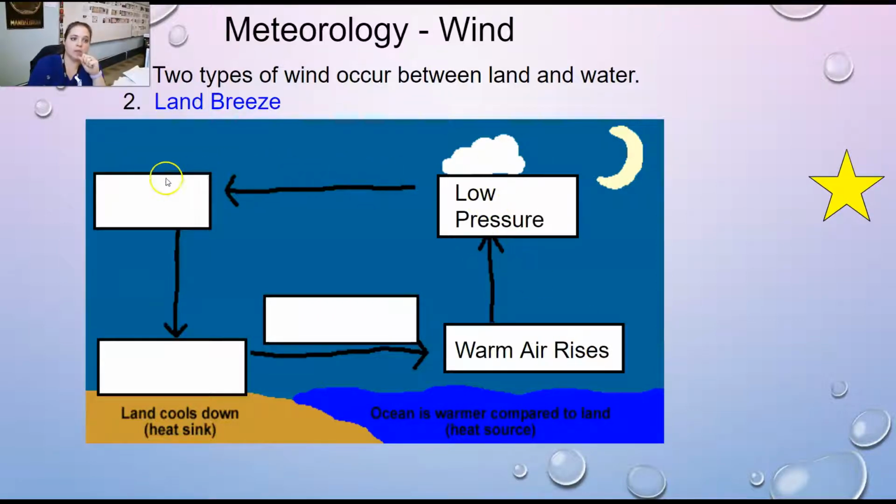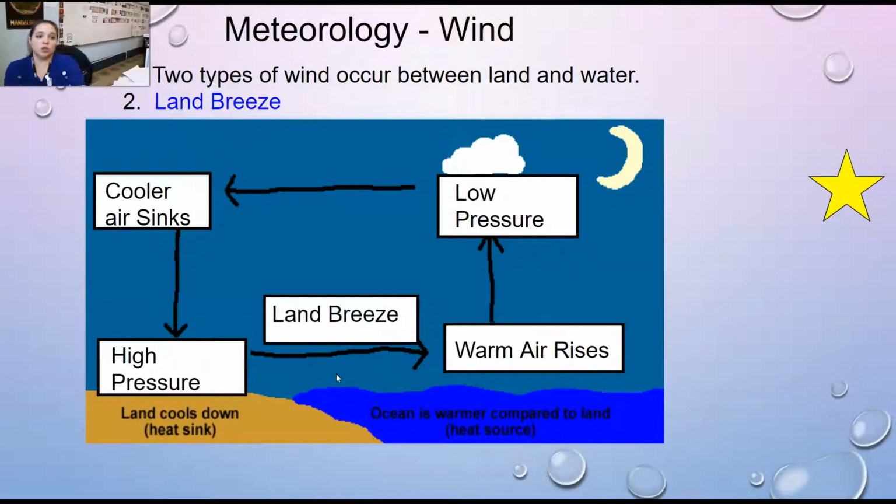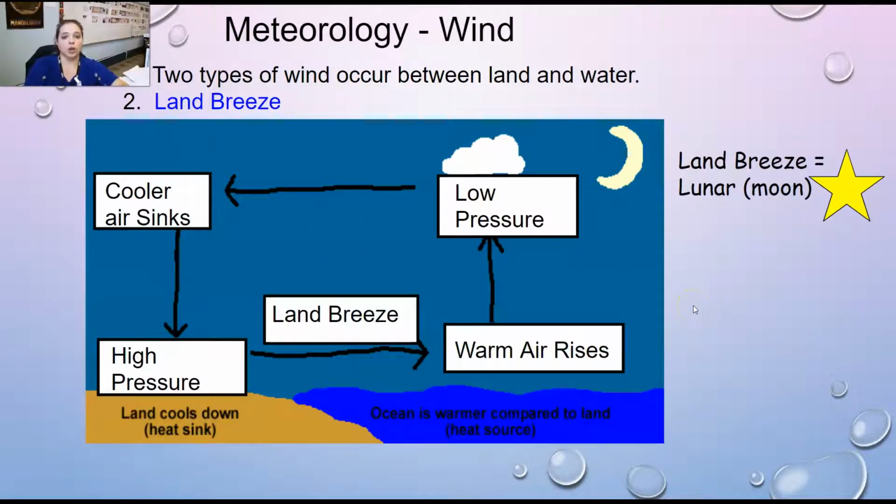Then it travels inland and it cools down, because remember, hot air goes to cold air. So it's following along to the cold air. Once it hits that cold air, it starts to cool itself down and compact, and then it starts falling down again, creating a high pressure. This is called a land breeze. It comes from the land to the water, and this happens at night. So land is lunar. Lunar, think of moon. So land, lunar. Sea breeze, sun.